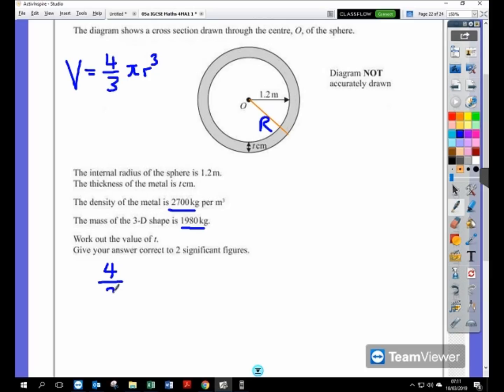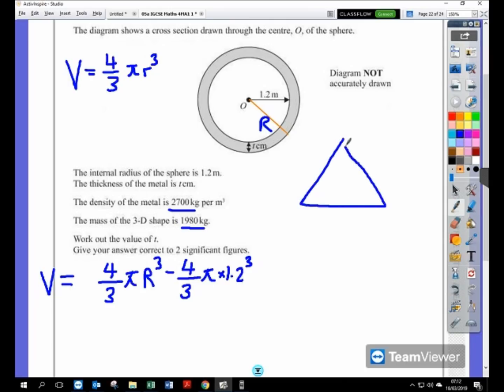I'm trying to work out the volume of metal now. So it's the big sphere, 4/3 pi R cubed, minus the inner sphere, which is 4/3 pi times 1.2 cubed. Now this works out the volume of the metal. Okay. Now, what else do you know? You know the density of the metal, and you know the mass of the shape, the entire shape, but the inner sphere doesn't contain any mass. So this is fine. This is the mass of the metal.